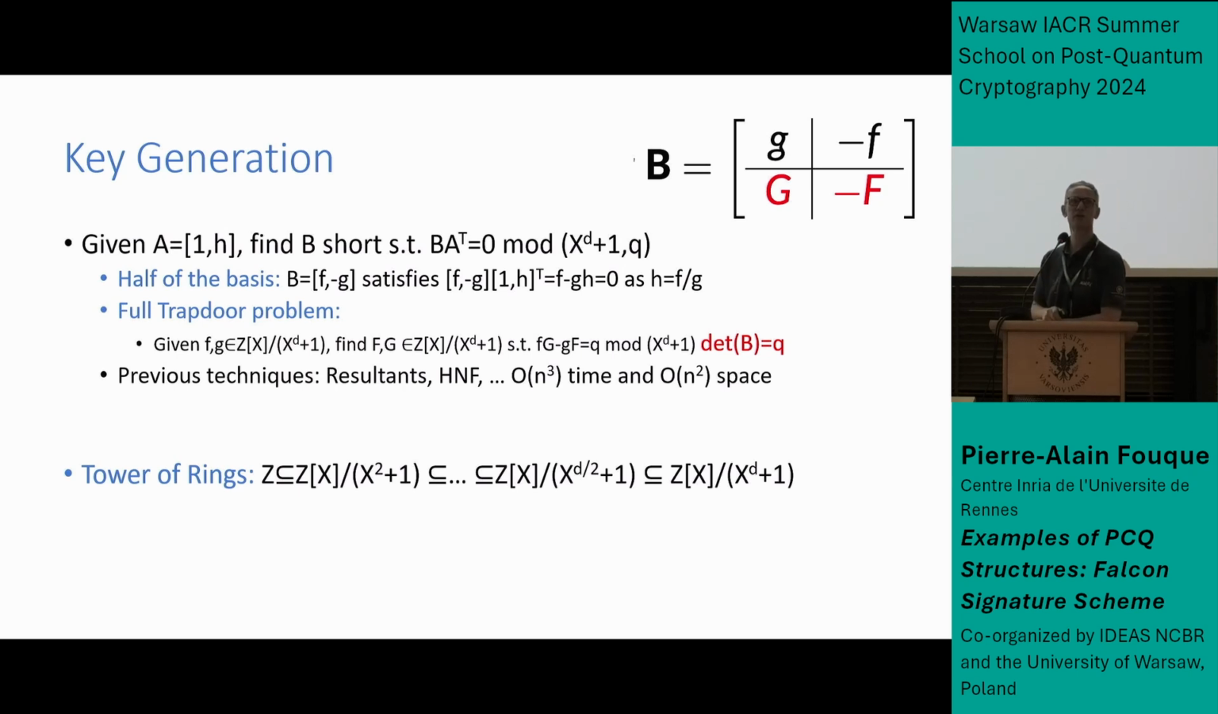So for Falcon, d is 2 to the 9, and no, it's 9. Sorry, and 9 and 10. Okay, so it's a small value.